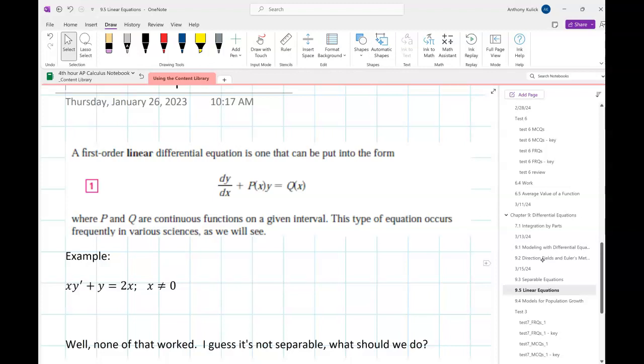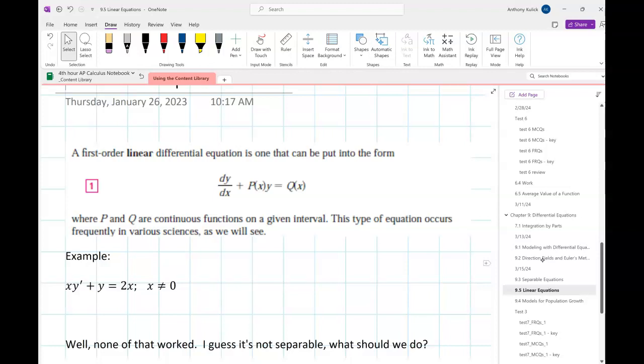So p of x could just be a number like 1. It could be x squared, could be the natural log of x, it could be x plus 7, like any function of x. And the same with q of x, right? Could just be a number, like 1, 2, 3, 7, whatever. Or it could be some function of x, like x squared minus 7. Is everybody okay?